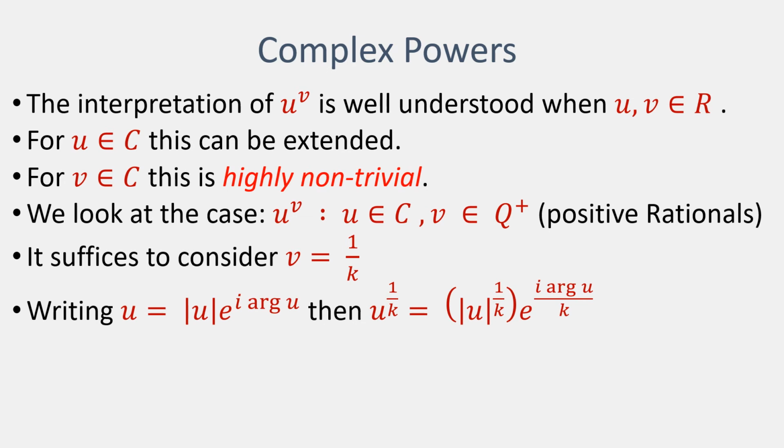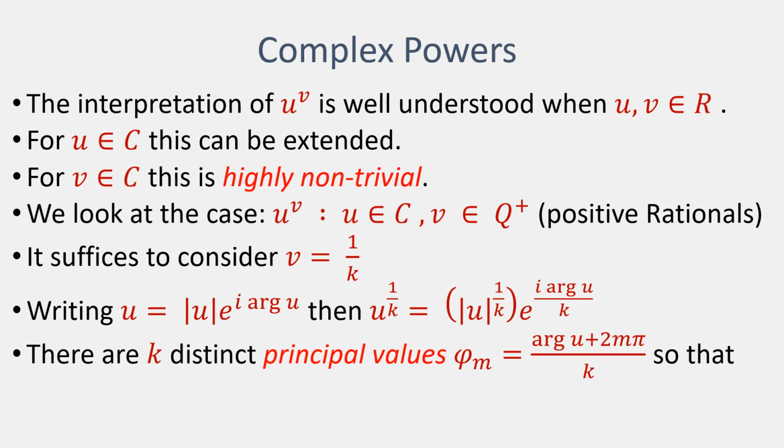We take our Euler form for a complex number, like this, the size of the complex number multiplied by e raised to the power i multiplied by the phase of the complex number. If we are computing the result of raising this number to the power 1 divided by k, then we get this. It's just a standard process. We raise the modulus to the power 1 over k, and we take the argument and we divide that by k.